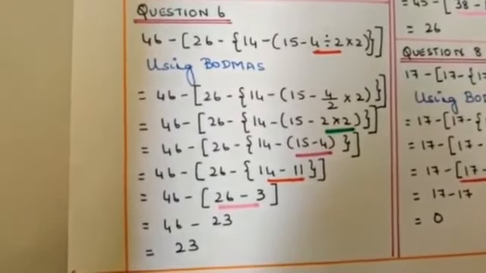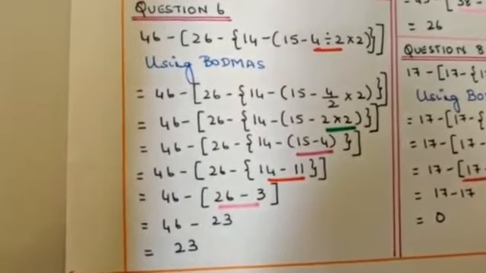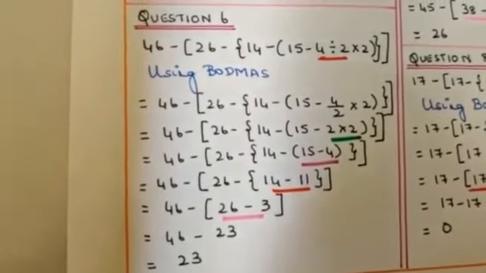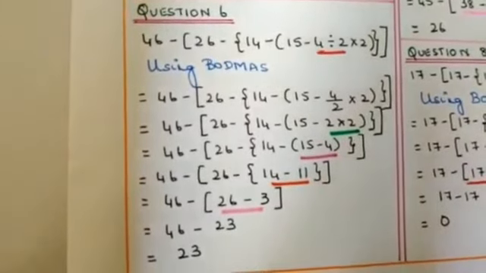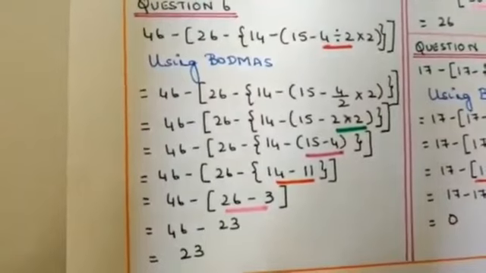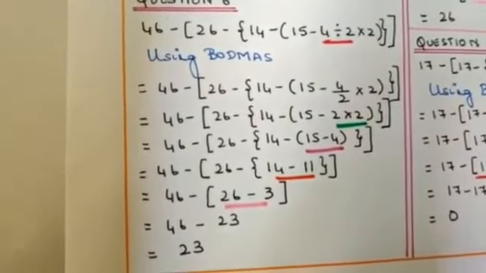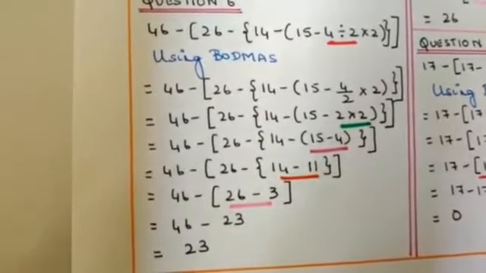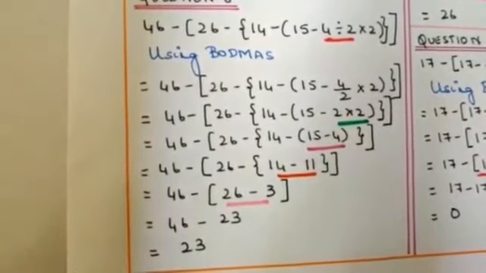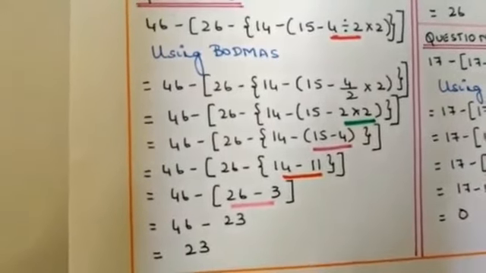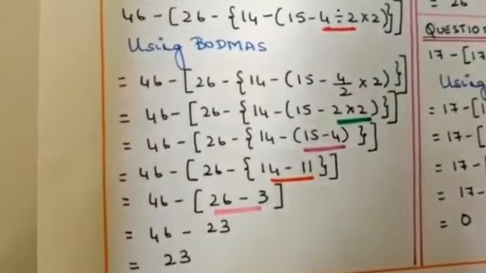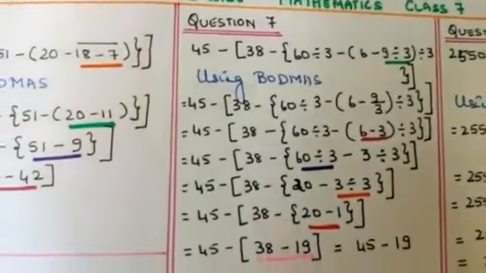Alright people, all that you need to do in all the sums is understand the concepts of BODMAS. First is the vinculum bracket, next one is a simple bracket, then comes your curly or flower bracket, and then the square bracket. And when it comes to operations, it will be division, multiplication, addition and subtraction. So if you know this concept, all these questions are easy. Let's move on to question number 7.